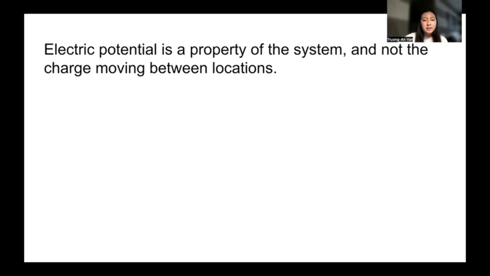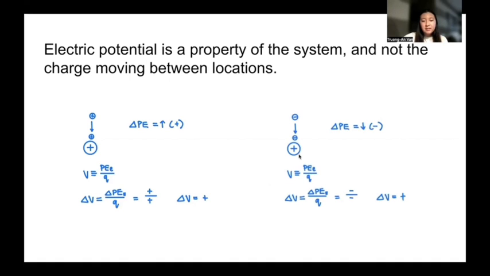moving between the locations. So if we had a positive charge set in space and another positive charge moving towards the set charge, we see that the electric potential energy increases as two positive charges repel each other and there is more potential energy to move away from the set charge, and thus potential energy increases as a charge is closer to the set charge. And since we know that the definition of electric potential is the potential energy divided by the unit charge, we find that the change in electric potential is positive, since the potential energy is positive and the charge is also positive.